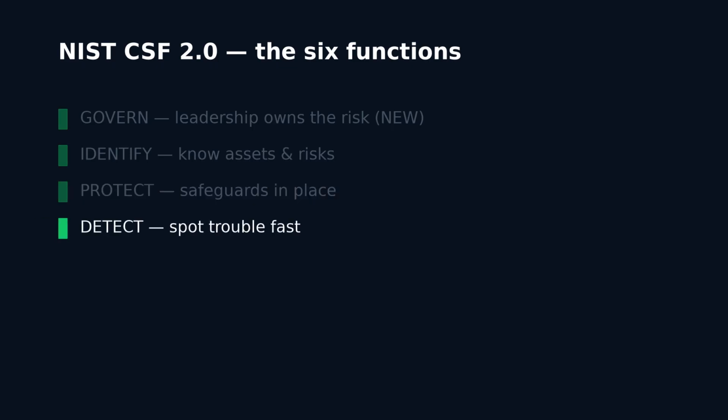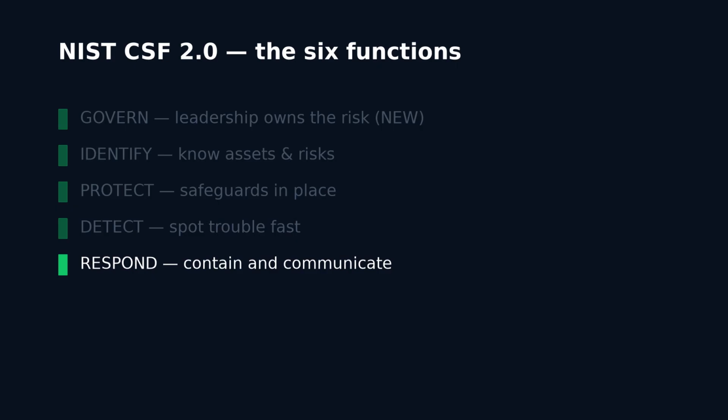Underneath sit 22 categories and 106 subcategories, a checklist library you'll sample from, not a to-do list you must finish. Nobody implements all of it in year 1. To make subcategory concrete, one of them simply says identities and credentials are managed for all users and devices. Plain English requirements like that, 106 of them grouped for sampling.